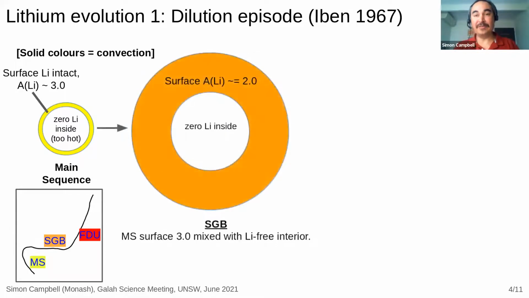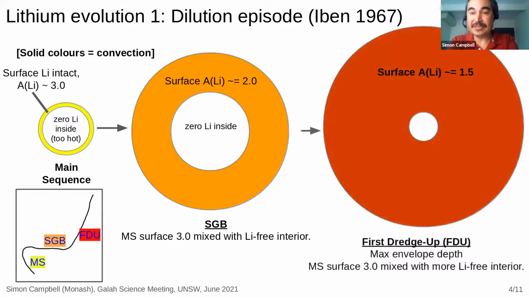What happens when it evolves to become a subgiant branch star is that the star expands, but also the convective envelope deepens in mass. This mixes up some of that 0 lithium material into the surface, and that's why the lithium gets diluted and drops. This continues onto the RGB proper, right at the bottom of the RGB, the first dredge up phase, where the envelope is at its maximum extent inside. By that stage, you have a lithium of something like 1.5, and that's where the limit comes from for lithium-rich red giants.